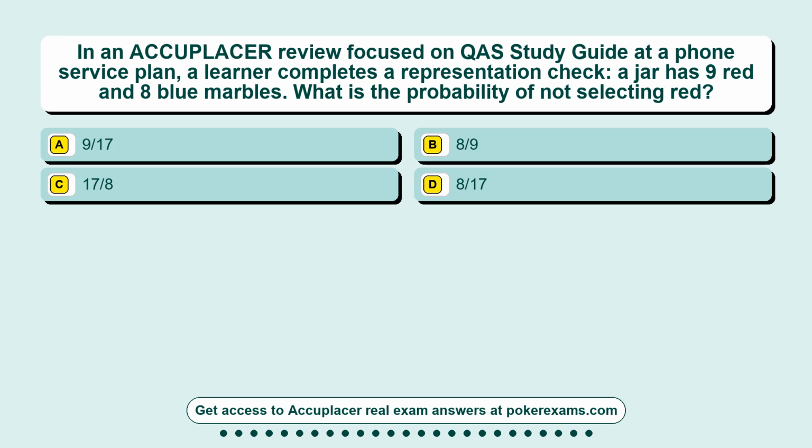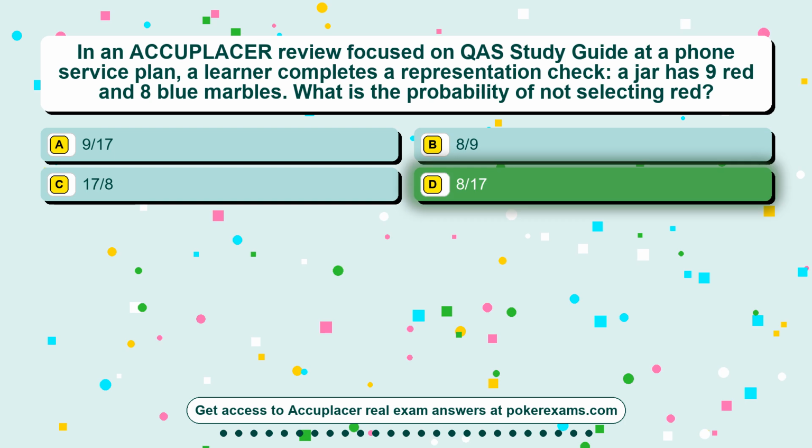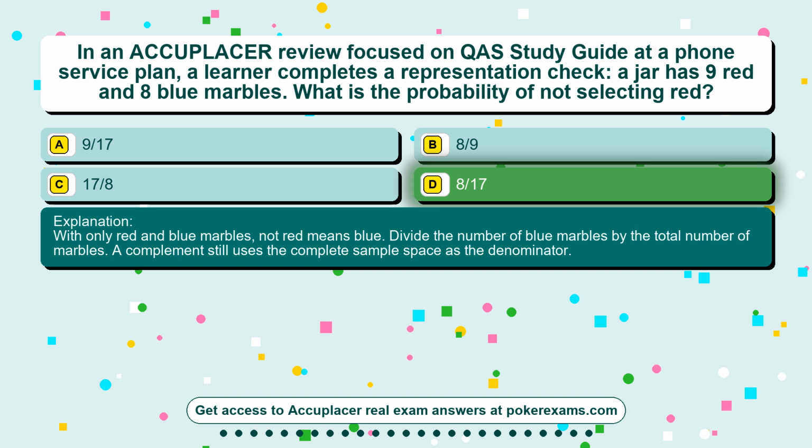Question 9. In an ACCUPLACER review focused on QAS study guide at a phone service plan, a learner completes a representation check. A jar has 9 red and 8 blue marbles. What is the probability of not selecting red? Option A 9/17, option B 8/9, option C 17/8, option D 8/17. The correct answer is option D, 8/17. With only red and blue marbles, not red means blue, divide the number of blue marbles by the total number of marbles. A complement still uses the complete sample space as the denominator.